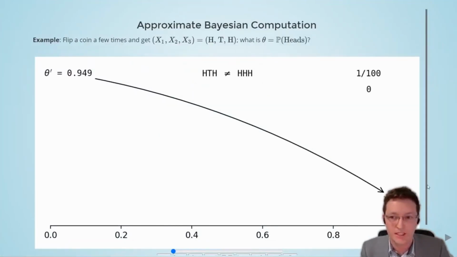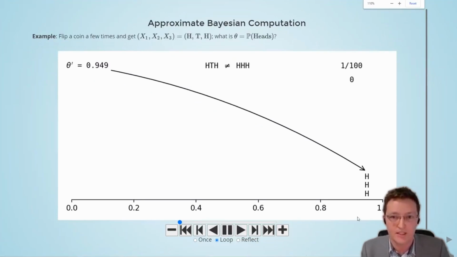So to get onto an example of what ABC looks like in practice, we'll go back to that coin flipping example. We'll say that we have some coin, we flipped it 3 times, and we saw heads, tails, heads. And we have to look at just the probability, theta being the probability of it coming up heads.